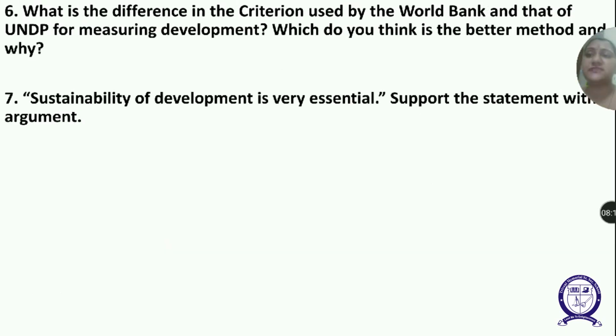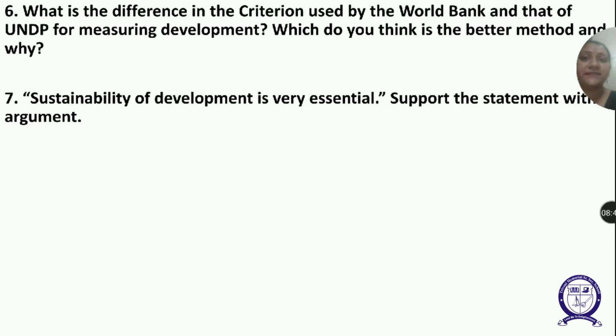Now our next question is, what is the difference in criterion used by the World Bank and that of UNDP for measuring development? Which do you think is the better method, and why? The UNDP, United Nations Development Programme, calculates development as an average of three elements, that is educational level of the people, their health status, and per capita income. And what is the criterion used by the World Bank? That is per capita income.